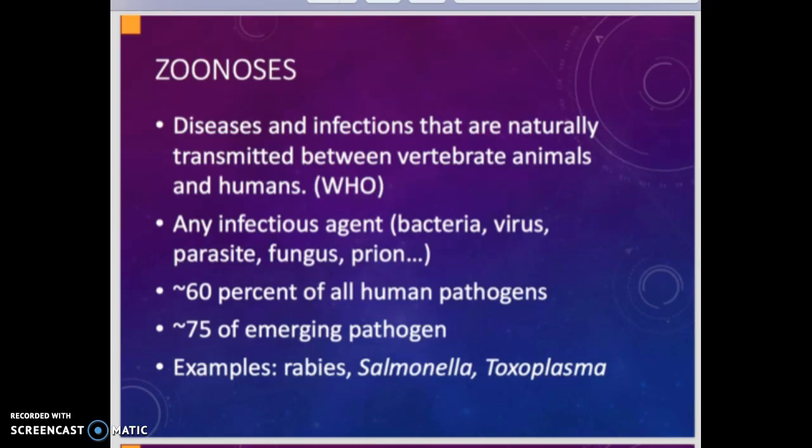About 60% of all human pathogens are zoonoses. They account for 75% of emerging pathogens in the last few decades. Examples of zoonoses include Salmonella, Toxoplasma, SARS, and avian influenza.